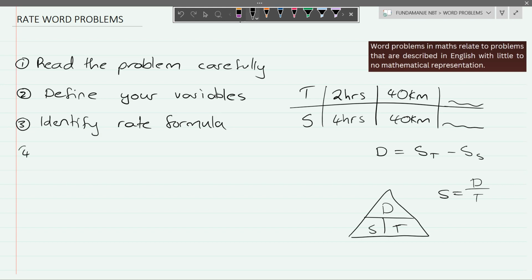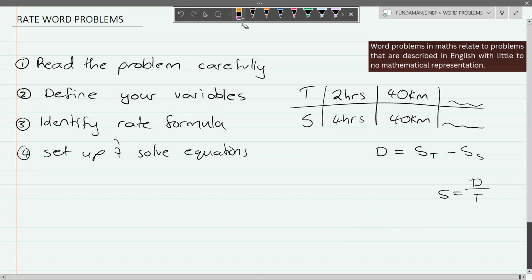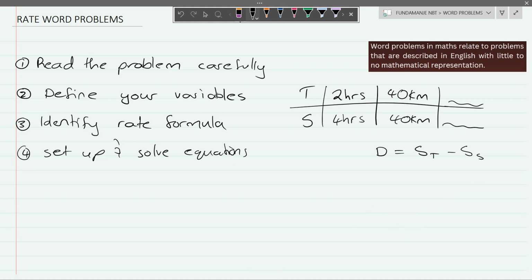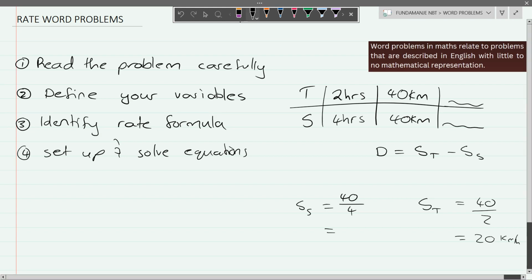Then step number 4, you want to set up and solve your equations. In this case, that would be 40 over 4 for the speed of Sarah. You set it up and then you solve it. And then for the speed of Thabo, that would be 40 over 2, like that. And this one will give you 20 kilometers per hour. This one will give you 10 kilometers per hour.